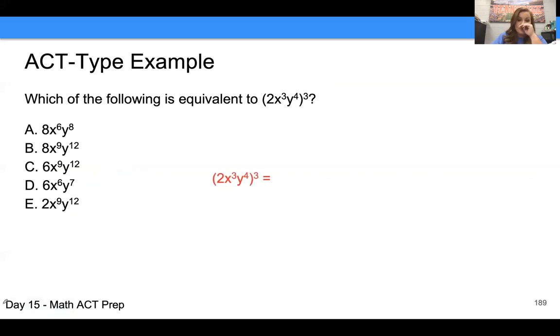Now from here, this is where you've got to go: how many variables do I have? I have 2. How many exponents? I have 3. They do not match. So am I adding or am I multiplying? Multiplying. So 3 times 3 is 9.